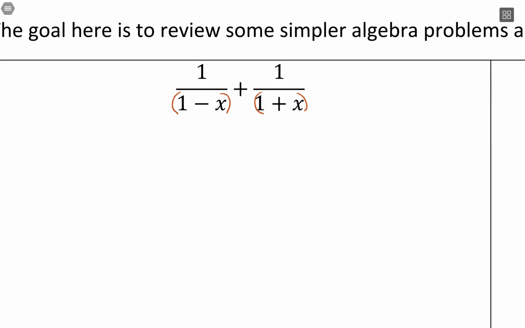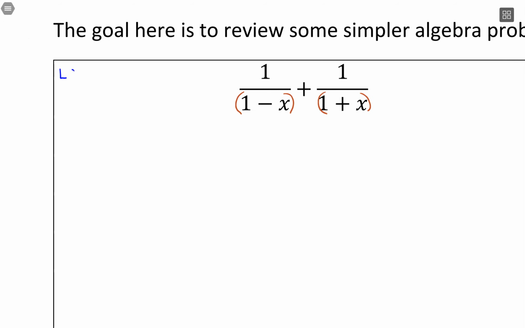So to create a common denominator, I need to think about making a least common denominator. And with expressions, it'll often come through as a multiplication of the two values. So to make a least common denominator, I want to see 1 plus x times 1 minus x. That'll be what I need in order to make a common denominator. So we focus on one term at a time. If I look at this first term, I'm going to notice that I'm missing that 1 plus x from the denominator. So I need to multiply that 1 plus x on there.